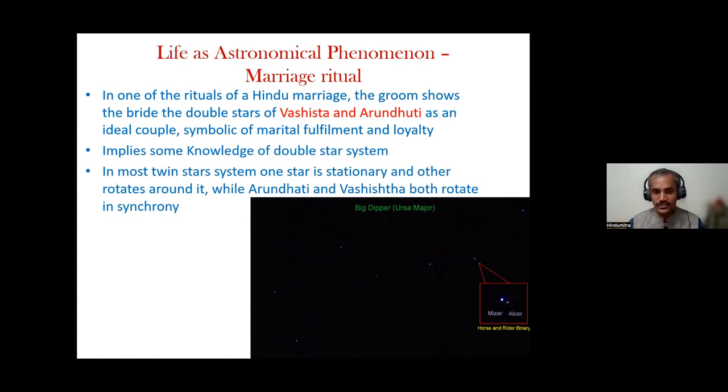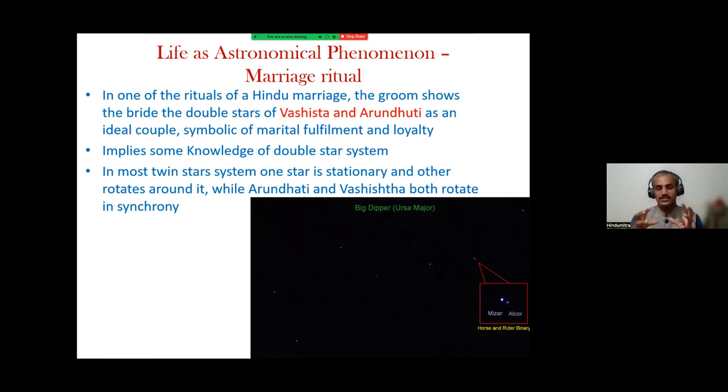Somehow our Indian rishis knew that double star systems exist. That means this is the Ursa Major, Big Dipper. With the normal eye, we cannot make it out as two stars. But if you look through telescopes, even with normal binoculars, you can see it is made up of two different stars. Okay.